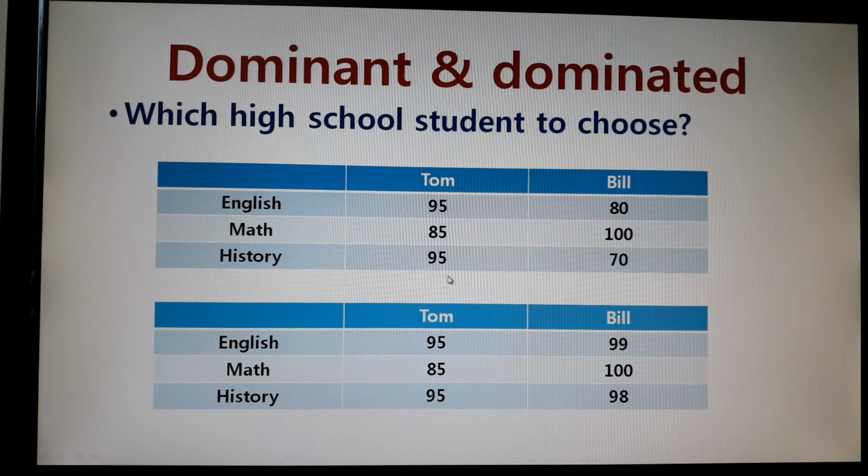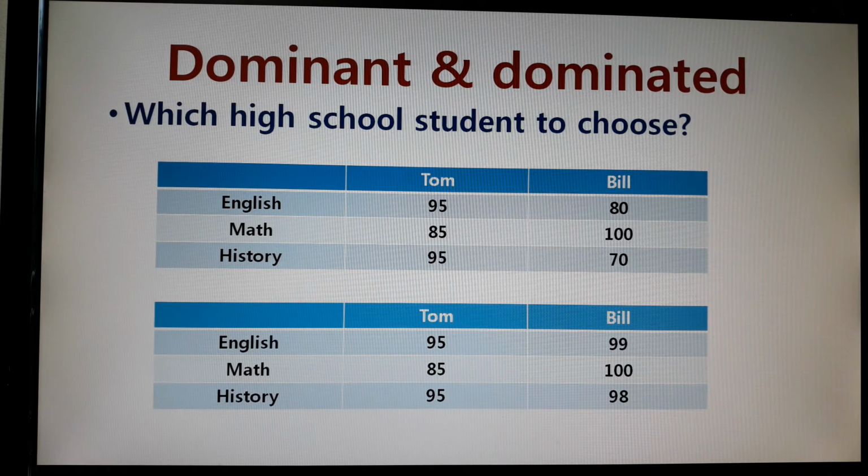Tom is better than Bill overall. His math is not as good, but in other subjects, he's good. Bill is kind of tilted toward math. He doesn't care about English, doesn't care about history a lot, but he's superb in math. If you are the professor working at the admissions office, would you choose Bill or Tom? Because you can choose only one. Which one would you choose?